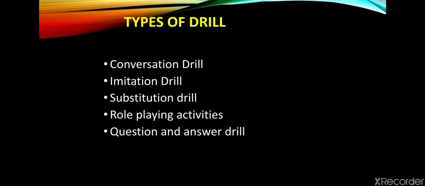Second is imitation drill. In this drill, a language pattern is given by the teacher and students are asked to imitate it orally. By doing so, the learner memorizes the pattern. Next, substitution drill. In substitution drill, a model pattern of the language item is given by the teacher and students are asked to make sentences by substituting the relevant words in the same model pattern.